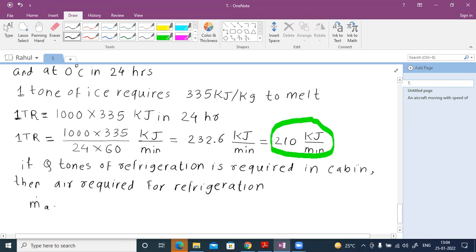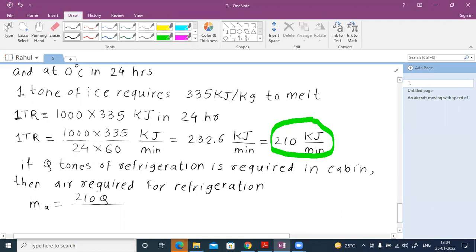Mass flow rate is given by ma. What is the mass flow rate? Mass flow rate of the air is given by 210 Q. See here, I require Q tonnage of refrigeration, but what is 1 ton? It is 210 kilojoule per minute. So that is the reason why I multiplied by 210.